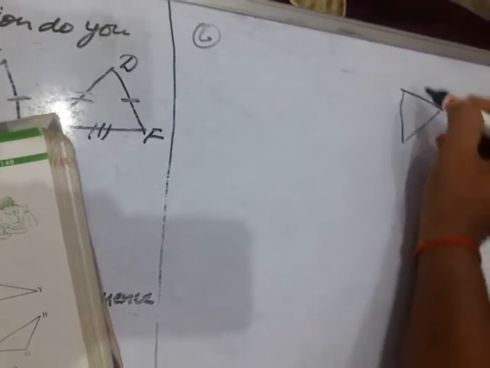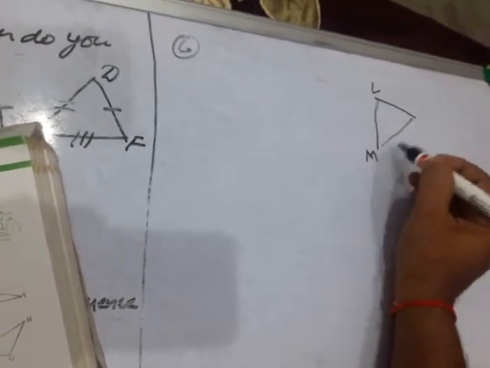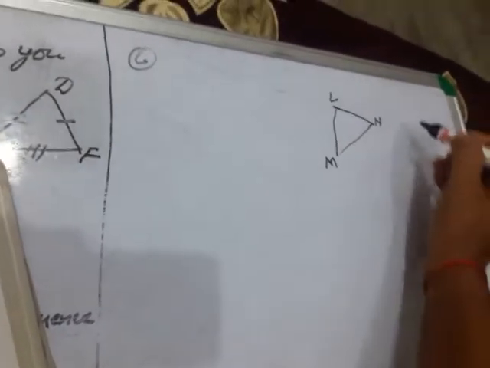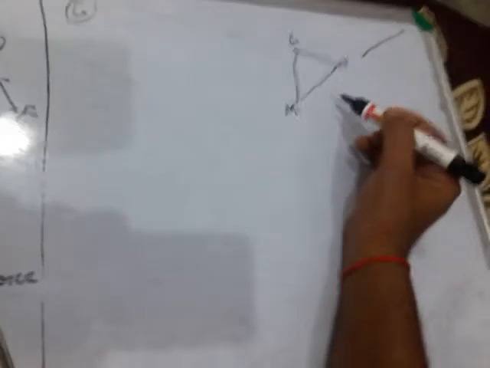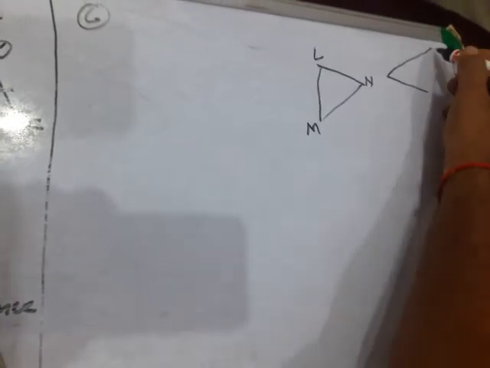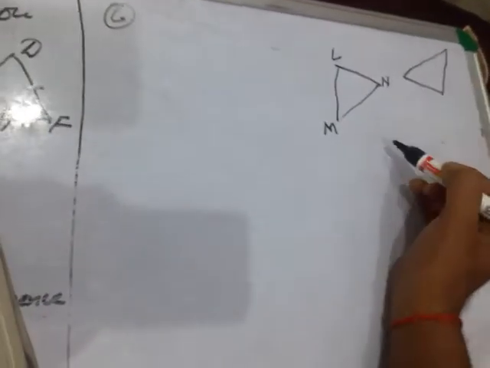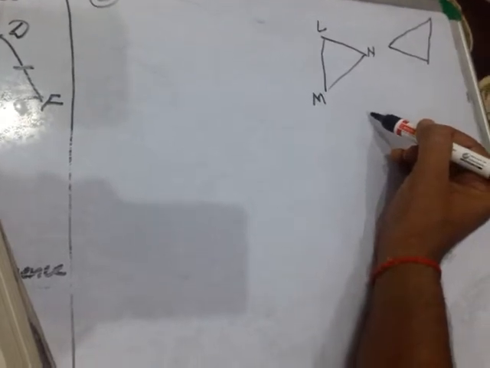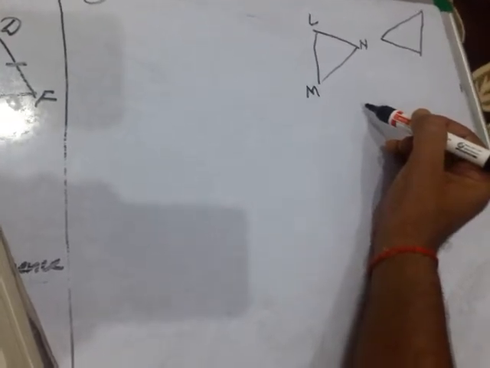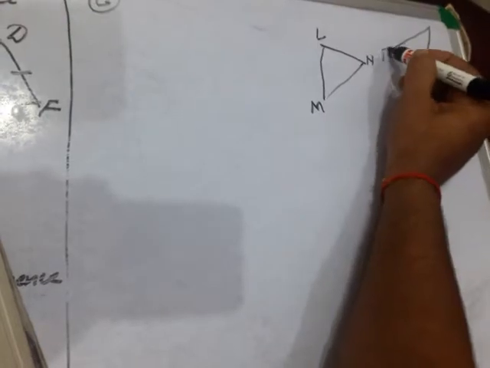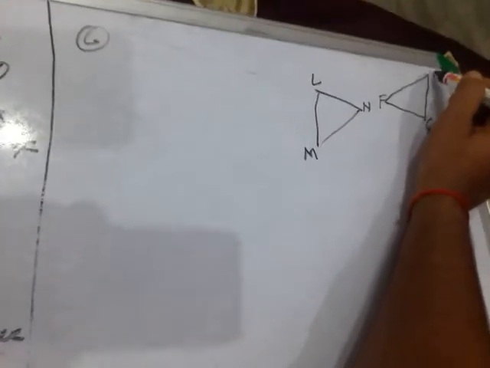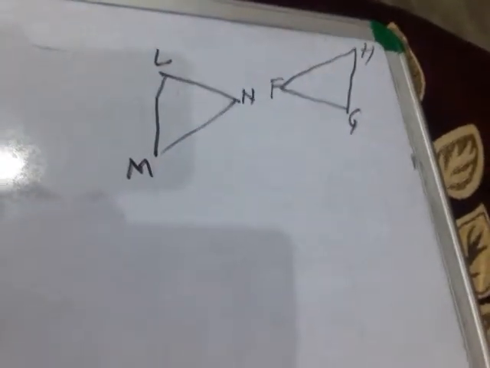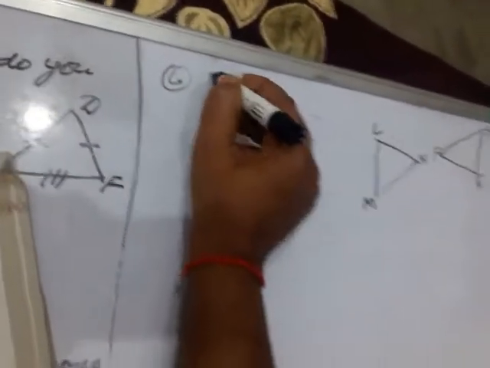That is LMN. Another triangle is given in this way in the opposite direction. It is FGH. Clear, children? See, look, these are the triangles given. Clear? And what else is given in the question?